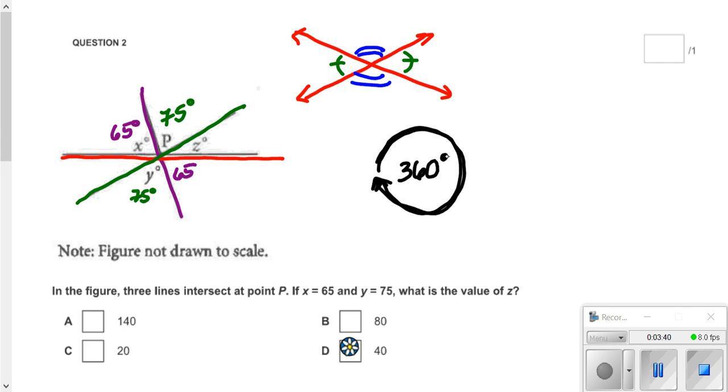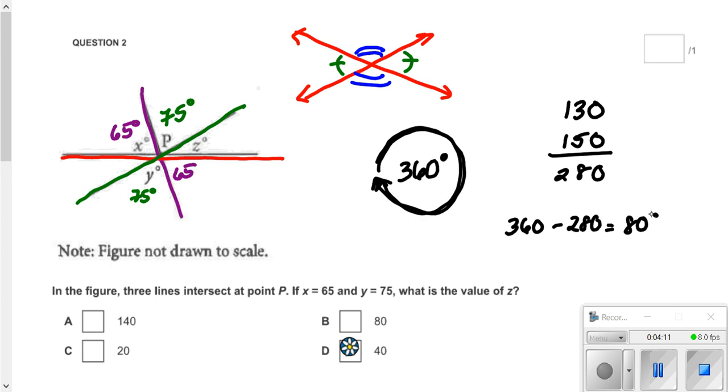And so if you look at this picture, we have 65 twice and we have 75 twice. So 65 twice would be 130, and 75 twice is 150. And so that already accounts for 280 degrees. And if we subtract that from 360, we would get 80 degrees. So there's 80 degrees unaccounted for.